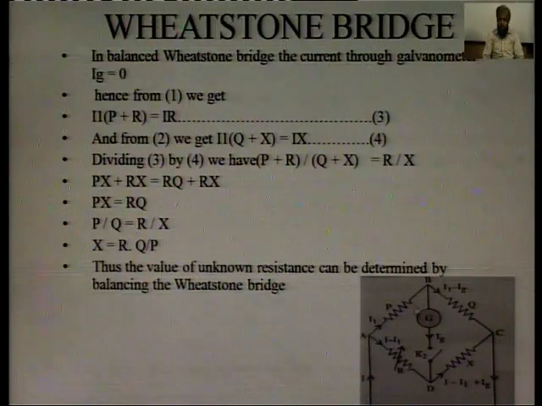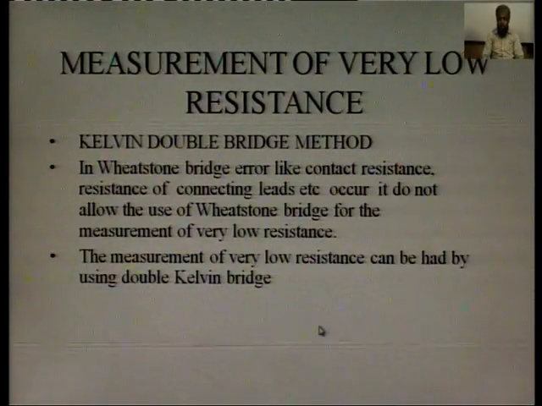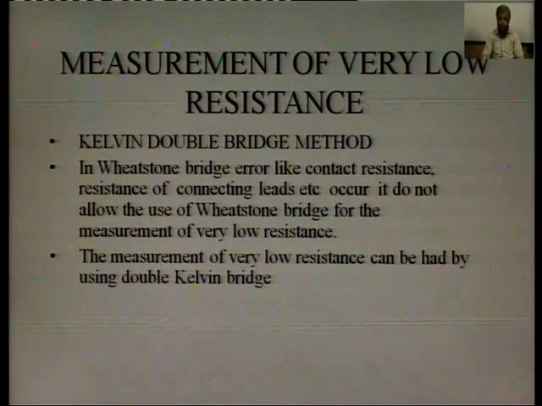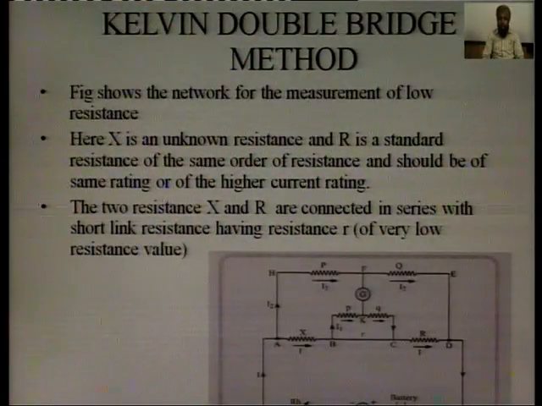Next is the measurement of very low resistance by using the Kelvin double bridge method. In the Wheatstone bridge, errors like contact resistance, resistance of connecting leads, etc. occur. They do not allow the use of the Wheatstone bridge for the measurement of very low resistance. The measurement of very low resistance can be done by using the double Kelvin bridge. The figure shows the double Kelvin bridge.